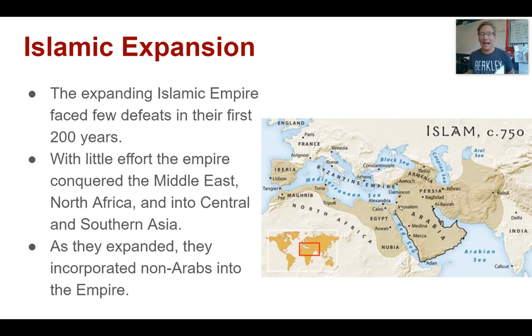And then they expanded out and just totally conquered all the southern Mediterranean world and out east into Persia and most of Spain. They were doing really well. With little effort, they had conquered huge territories of land. And as they expanded, they incorporated lots of non-Arabs, non-Muslims into their empire.